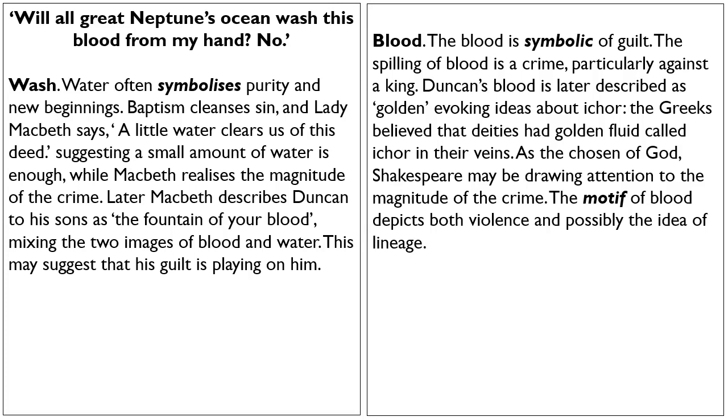Now, blood is symbolic of guilt. It's about the spilling of blood. Spilling of blood is a crime, particularly in a case of regicide. Duncan's blood is also described as golden. And that suggests ideas about ichor. Now, the Greeks believed that their gods had a golden fluid instead of blood called ichor in their veins. As the chosen of God, Shakespeare's drawing attention to the magnitude of the crime. Duncan has almost godlike blood in his veins.